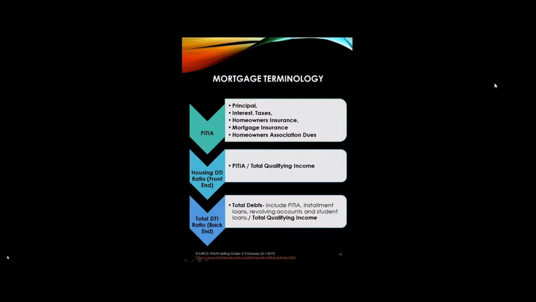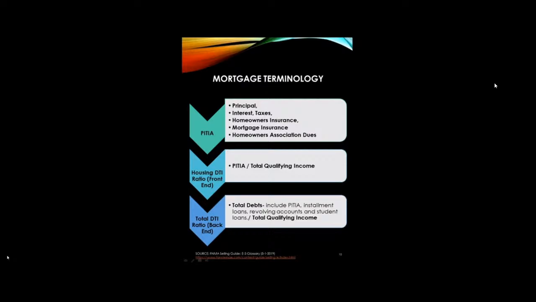Homeowner association dues you typically will be given if you're having a condo, a co-op, or a PUD. Those all have dues or maintenance dues that you have to pay on a monthly basis. Just one more thing on mortgage insurance: if you're having an FHA loan, you do have mortgage insurance on it all the time.